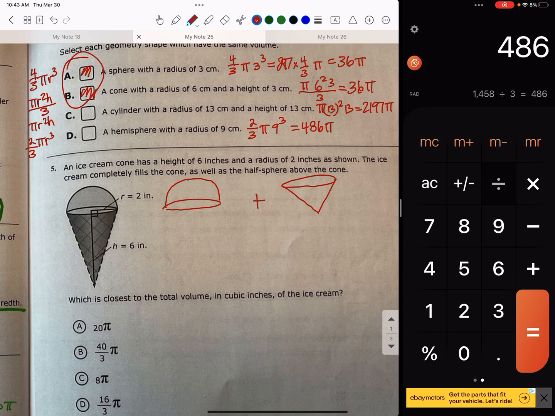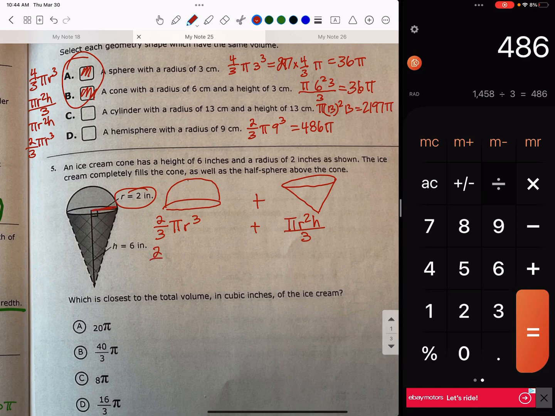A hemisphere is we take a circle, we make it 3D, but we don't do 4/3, we only do half of it because it's a half of a sphere. A cone is we start with a circle, pi r squared, we give it some height, we crush the bottom. Okay, let's see. Can we plug in? The radius is 2, both for the sphere and for the cone.